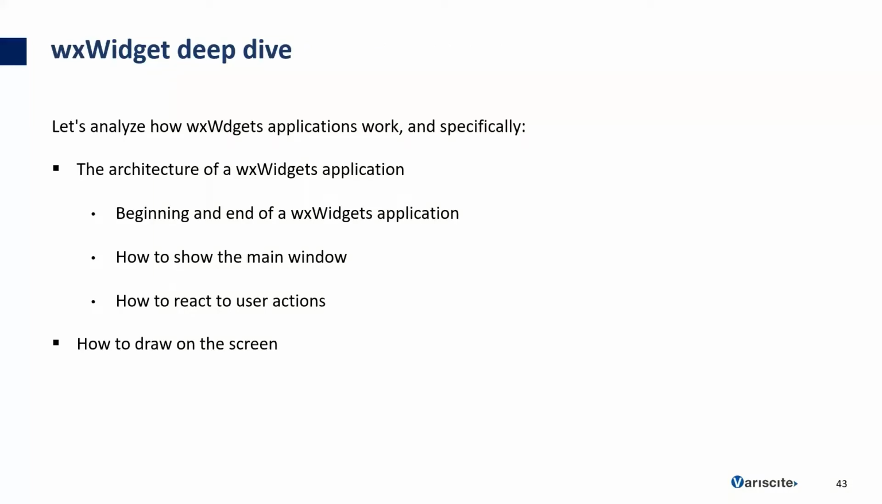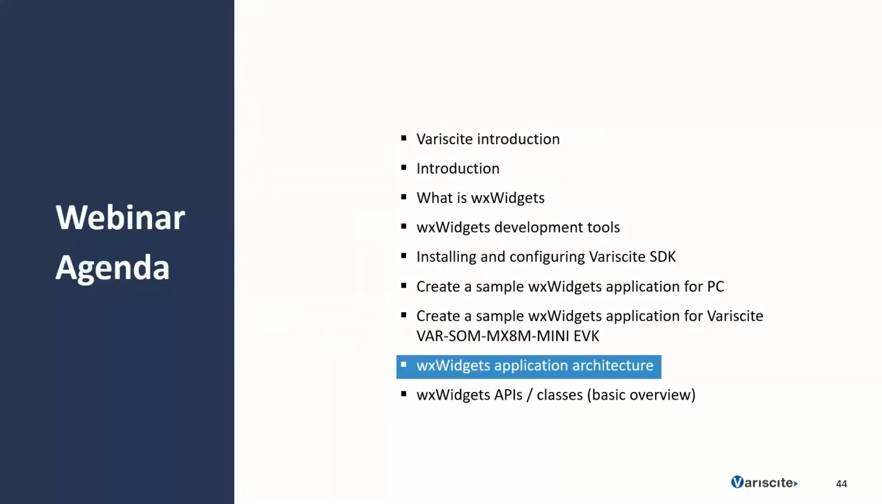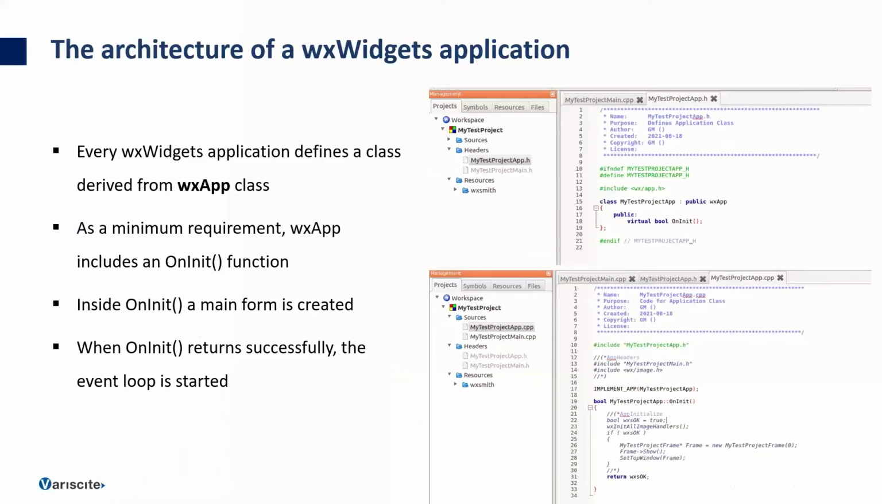But let's try to analyze how wxWidgets works. We will go through the general architecture of a wxWidgets application, beginning with the application, how it works, how to show the main window, how to react to the user action, and how to draw to the screen. So let's start from the general architecture of a wxWidgets application.